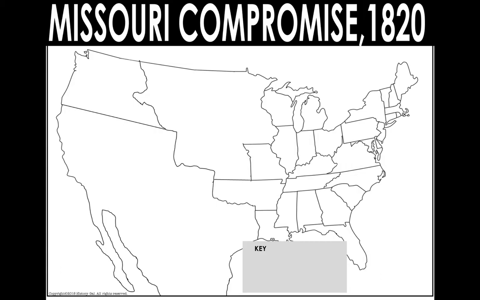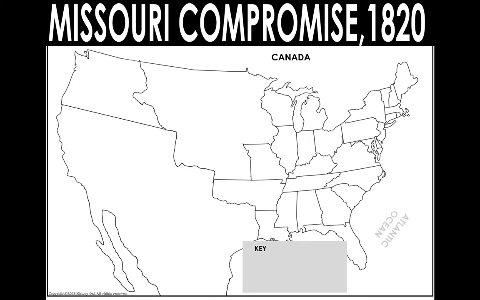This is kind of an overview of the Missouri Compromise of 1820. This can help you on putting your map together. And yeah, let's talk about what the Missouri Compromise was and try to think about how this pushed the United States closer to civil war.